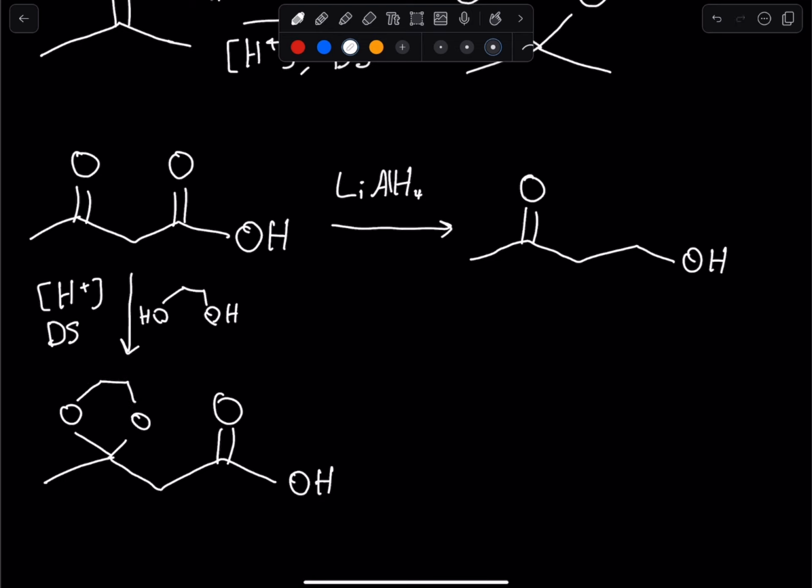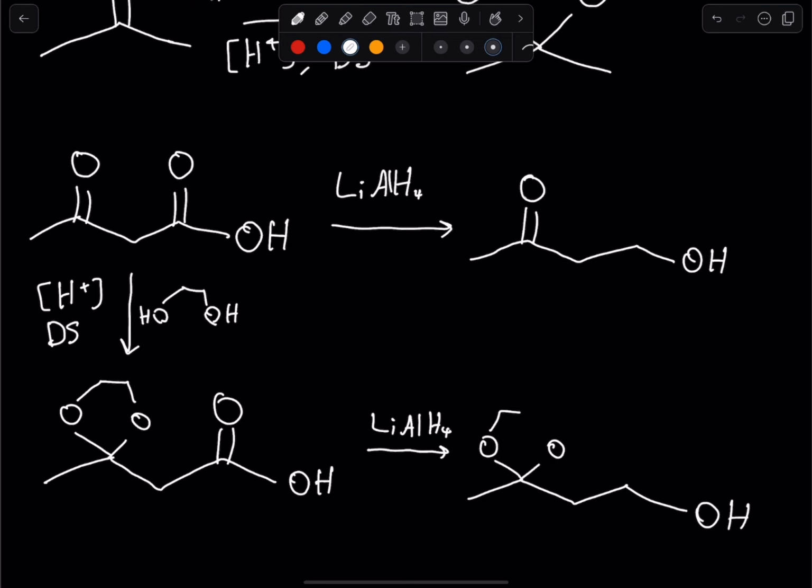Then you use lithium aluminum hydride and it wouldn't touch this guy, but it would touch and completely reduce the carboxylic acid. All right. Then to reform the ketone, it's very important to understand that the acid is simply a catalyst, so it speeds up the reaction. It has nothing to do with the equilibrium. So we still need catalytic acid.